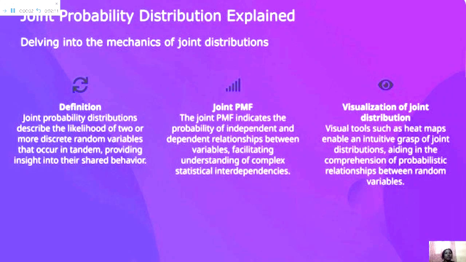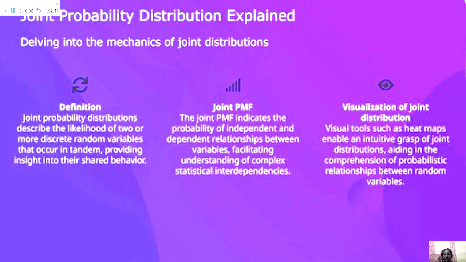We have joint probability distribution explained, delving into the mechanics of joint distribution. Definition: joint probability distribution describes the likelihood of two or more discrete random variables occurring in tandem, providing insights into their shared behavior. Joint PMF. The joint PMF indicates the probability of independent and dependent relationships between variables, facilitating understanding of complex statistical interdependencies.